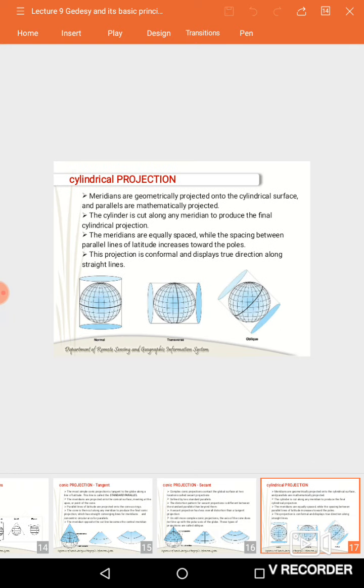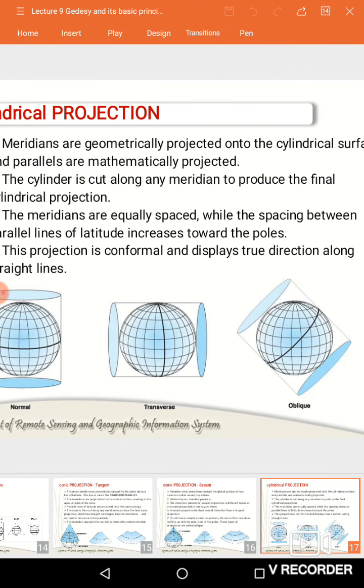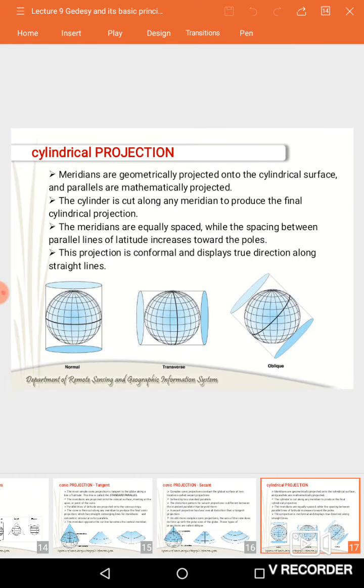And the second one is cylindrical projection. In this, the meridians are geometrically projected on the cylindrical surface and the parallels are projected mathematically. This is also known as conformal, and this displays the true direction as straight lines.